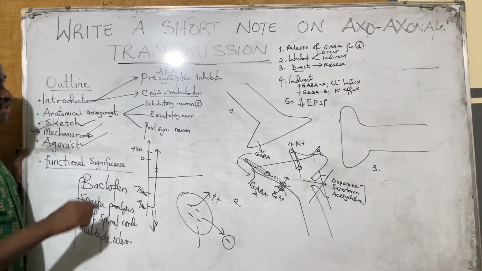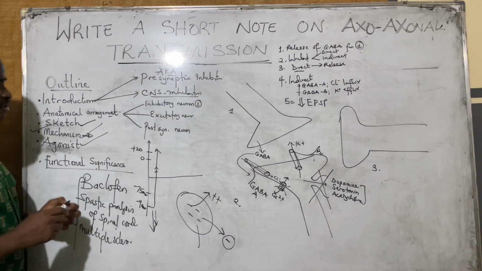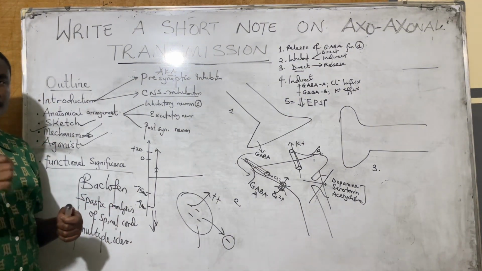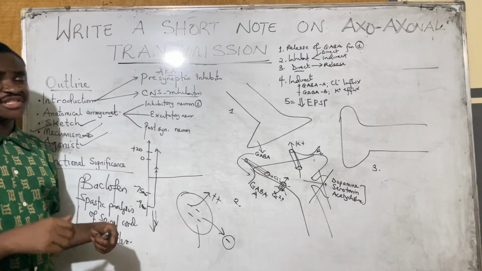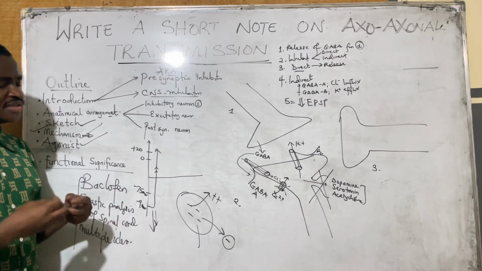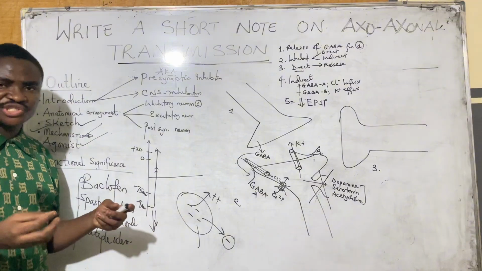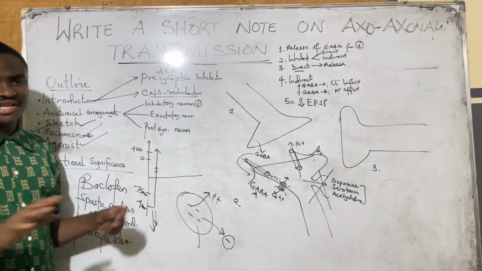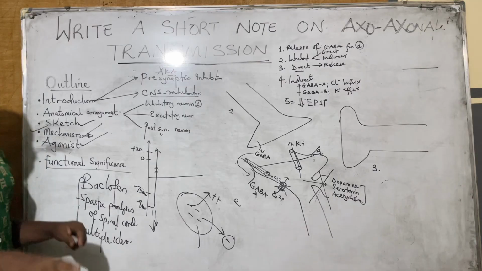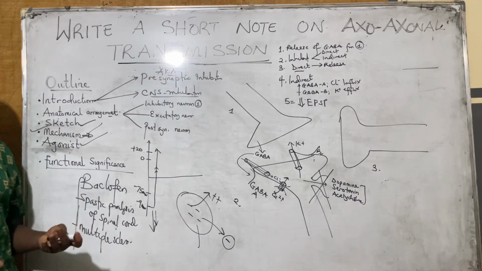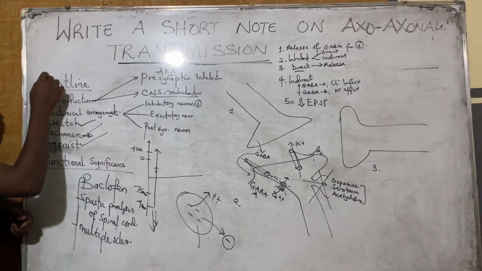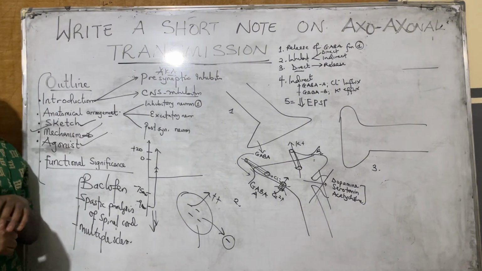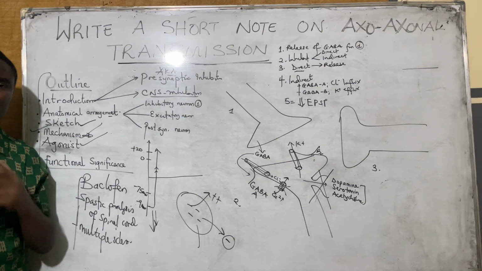All right. Now, what's the usefulness or the functional significance of axo-axonal transmission? The significance of it is so that undesired stimuli, undesired reflexes, or undesired information are suppressed while desired information is selected. As simple as that. Undesired suppressed, desired are what? Are selected. So with this, we have been able to go through the outline one by one, highlighting important things you must never miss in your next exam.